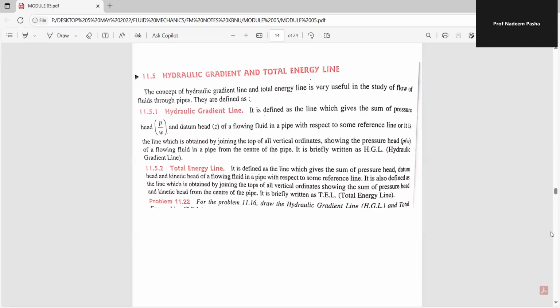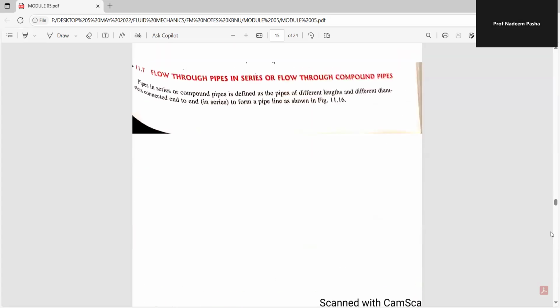Similarly, what do we mean by total energy line? It is defined as the line which gives the sum of pressure head, datum head, and kinetic head. See here, don't get confused about the difference between hydraulic gradient line and total energy line. Hydraulic gradient line takes into account the sum of pressure head and datum head only, whereas total energy line takes into account all the factors: the kinetic head, the pressure head, and the datum head. The summation of all the three is termed as total energy line.